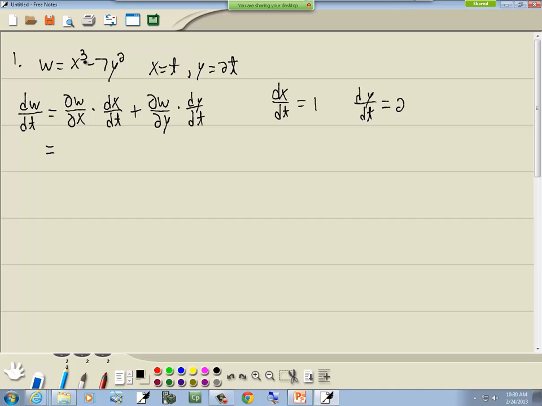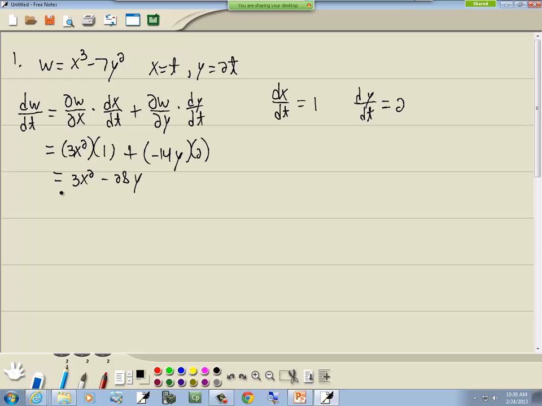Well, up here, the partial of w with respect to x, again, we treat the y like a constant, so that gives us 3x squared. And then dx dt we said was 1, plus the partial of w with respect to y. The x to the third is treated like a constant, so it drops away when we take the derivative. And this gives us negative 14y, and dy dt is 2. Which gives us 3x squared minus 28y.